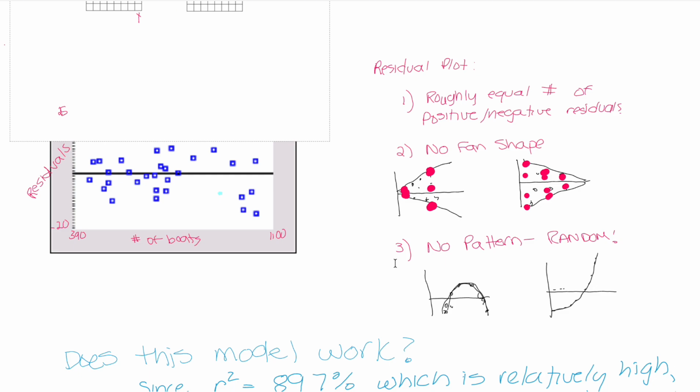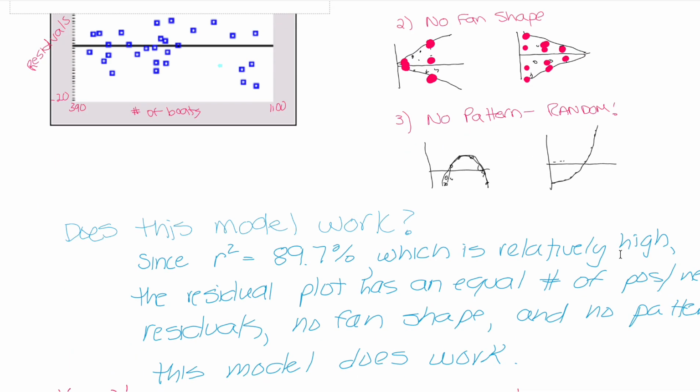And the third check is to see if there's a pattern or not. You have to make sure that the points on your graph are fully random. So if it's showing a quadratic shape or any shape of pattern, it is not allowed.